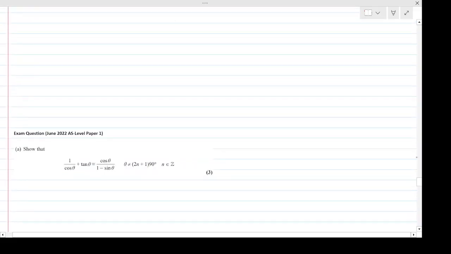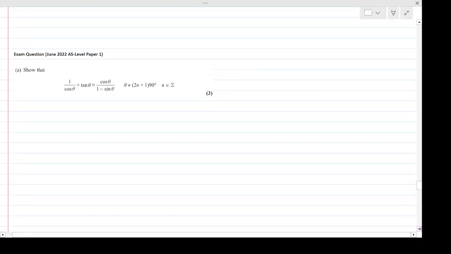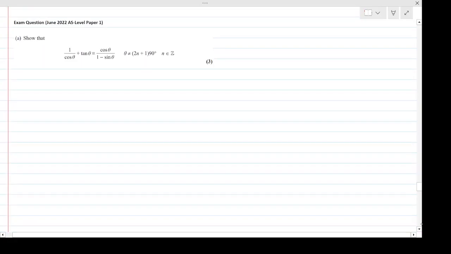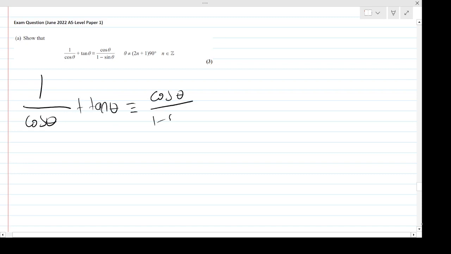And we've got one final question, exam question here. And it's not easy, I will say it's not easy. But we've got an exam question to finish off. But we need to show that 1 over cos theta plus tan theta is identical to cos theta over 1 minus sine theta. Right. So again, we need to pick a side to work with, the left side or the right side of the identity.